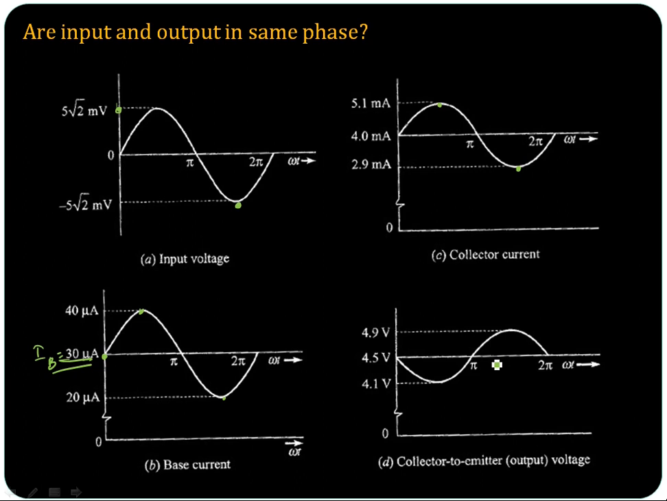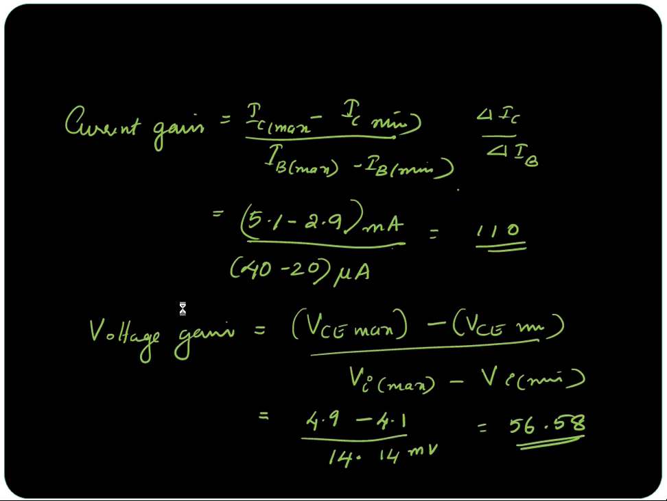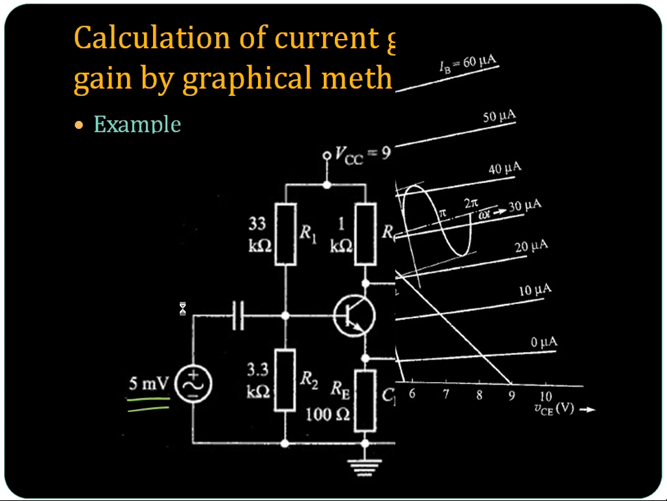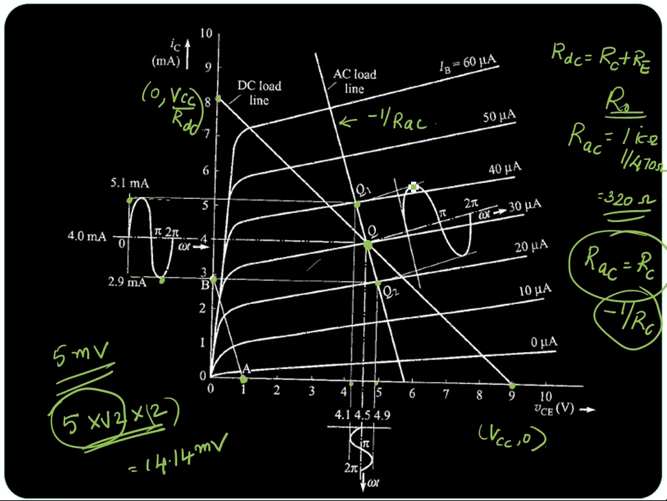Now this collector to emitter output voltage, you see it is phase shifted by 180 degree. Why? Because as the input voltage increases, the base current will also increase. The base current is also increasing. So the instantaneous Q point is moving between Q1 and Q2. It is moving towards Q1 as the base current is increasing, isn't it? It is moving towards Q1.